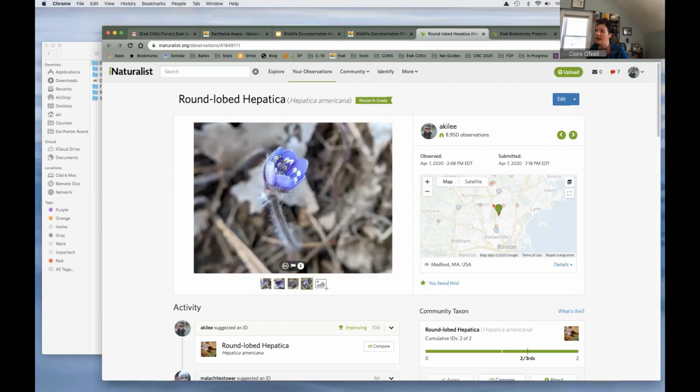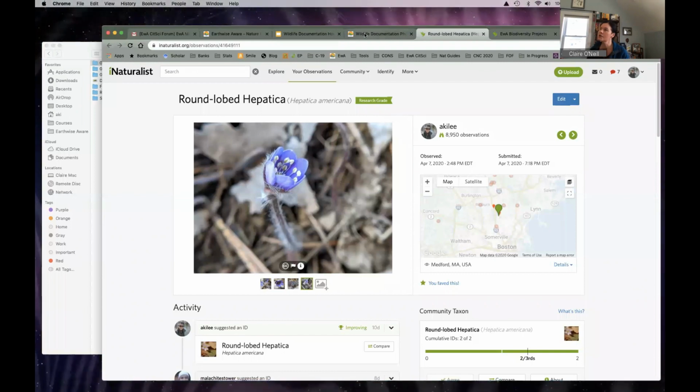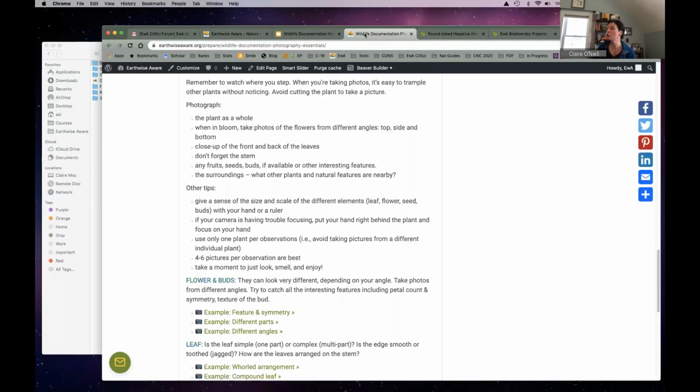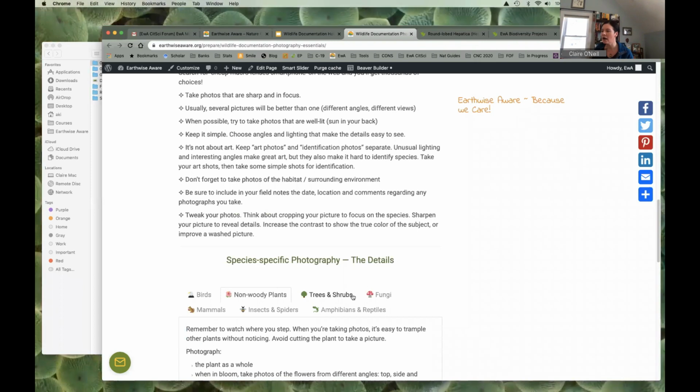And then here I got a younger one. I could have done something better by trying to focus on the intersection between the flower itself and the stem, which I didn't do. I don't necessarily want to go through all of that, because I'll send you this document so that you can dig in. But this applies really for everything.